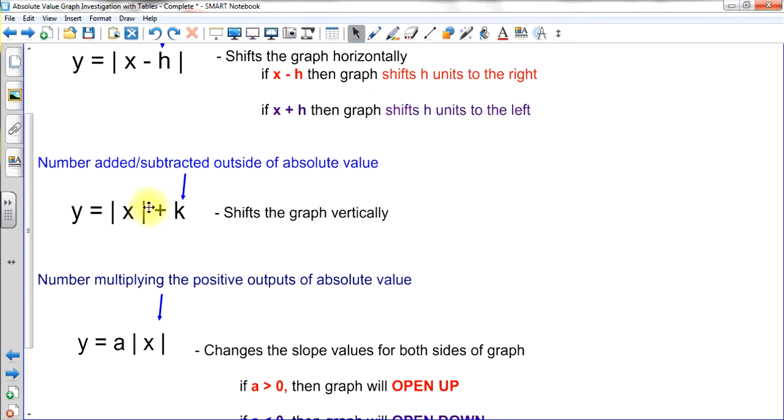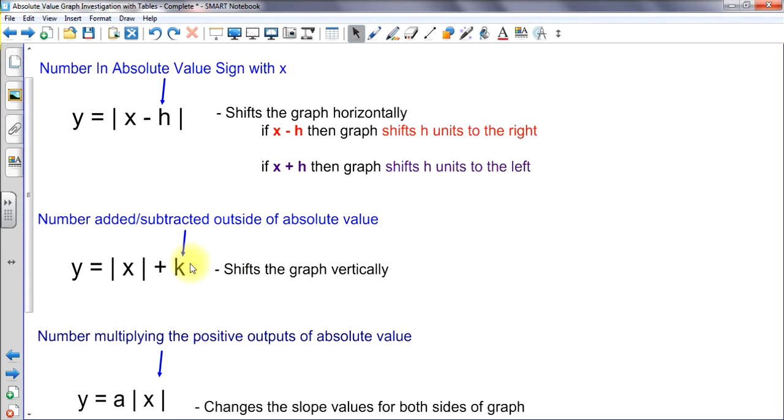Okay, but if you see a number added outside the absolute value, all that's going to do is take our normal absolute value outputs, and we're just going to add some number to it. So this is going to actually shift the graph vertically k units. Okay, so whatever this k is, the graph's going to shift up or down. If it's a negative number, it's going to shift down that number because we're just subtracting numbers from our output. If it's positive, we shift the graph up.